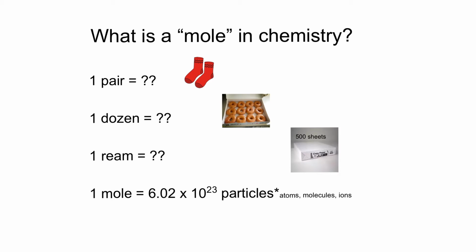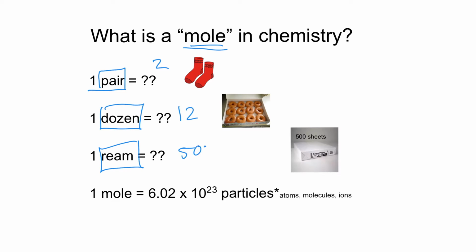So now we're going to get into a little bit of chemistry here, and I need to talk about something called a mole. A mole in chemistry, for those of you that have not had chemistry yet, is not the little furry thing. A mole is kind of like a dozen in chemistry. You know the word pair always means two things, right? A dozen always means 12 things. A ream of something, like a ream of paper, always means 500 things. A mole of something is this ridiculously big number: 6.02 times 10 to the 23 particles in a mole.